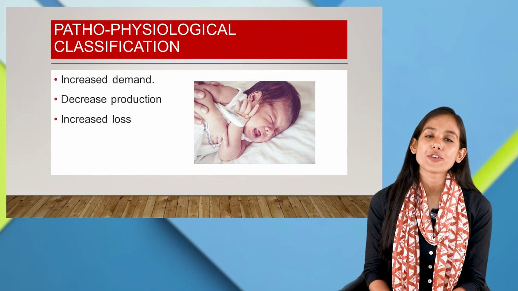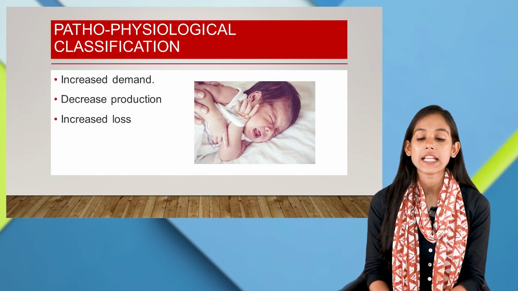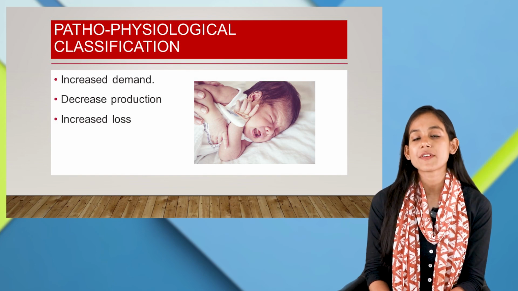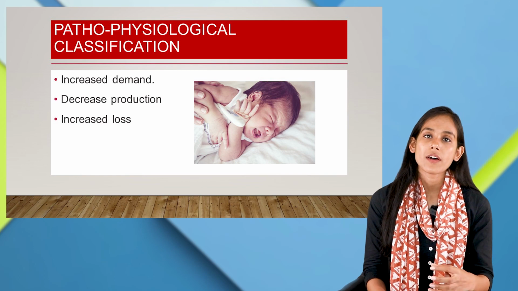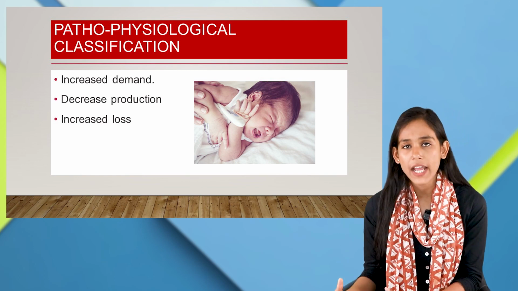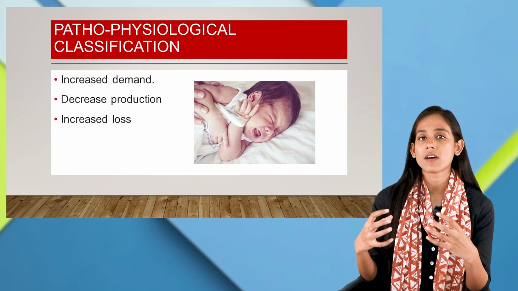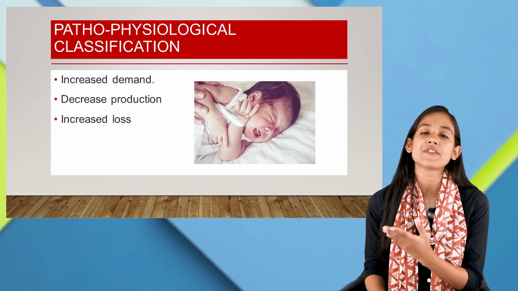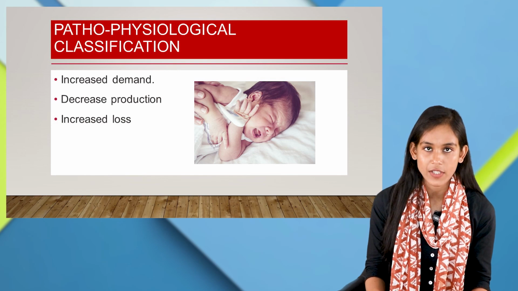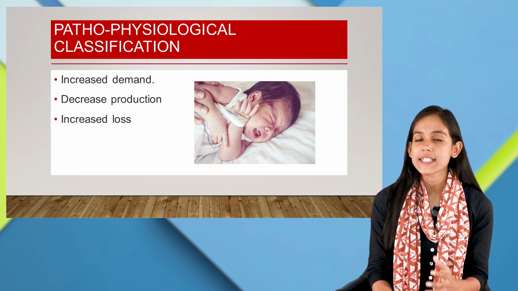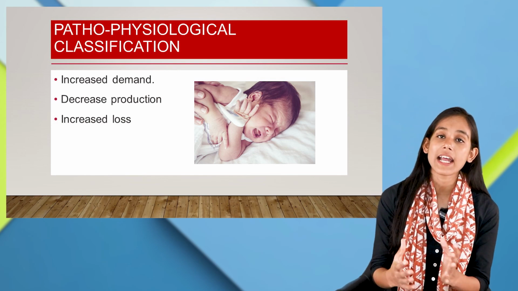Well, next let us move on to the pathophysiological classification. Now, pathophysiological classification means how anemia occurs, right? So, there are several types of anemia, and each of these anemias would have different pathophysiology and a different mechanism of occurrence. So it can be due to increased demand, for example, infancy and childhood.